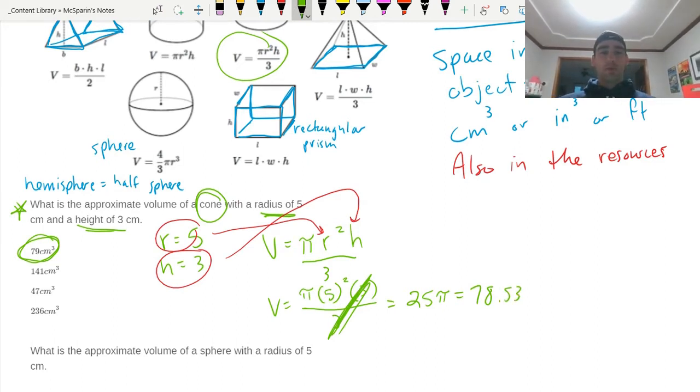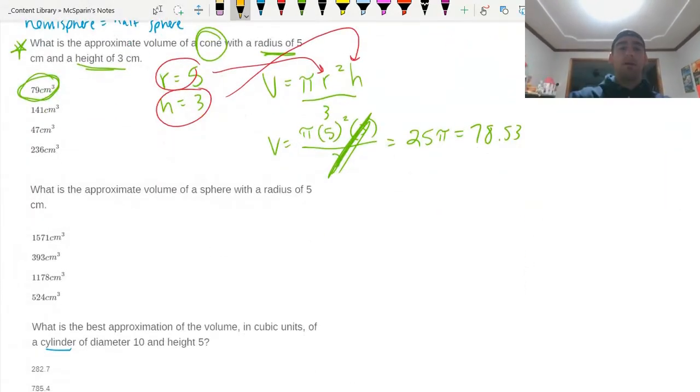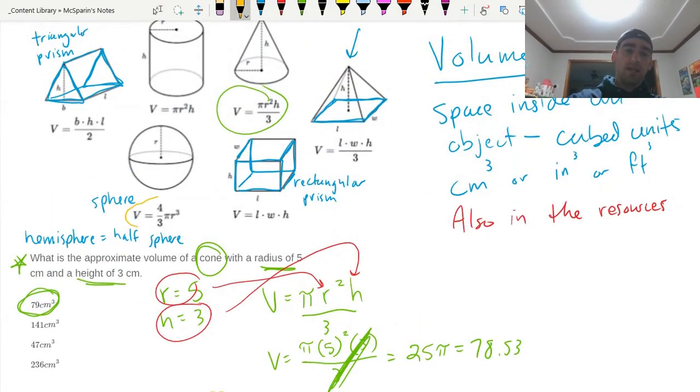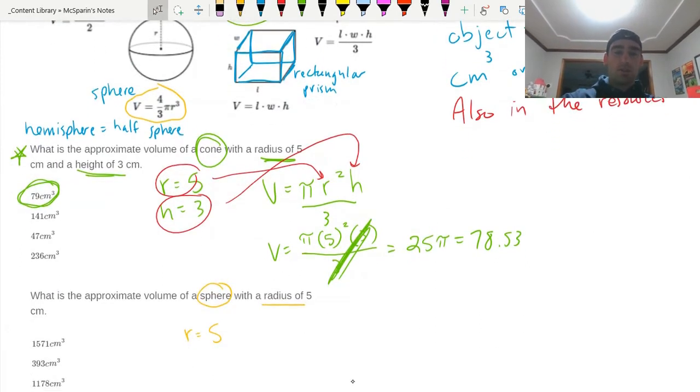All right, 78.53. Cool? Cool. All right, what is the approximate volume of a sphere with a radius of 5? So r equals 5. I'm going to go up here. I'm going to find my sphere. I'm going to take this volume equation. Volume equals 4/3 times pi times r to the third.